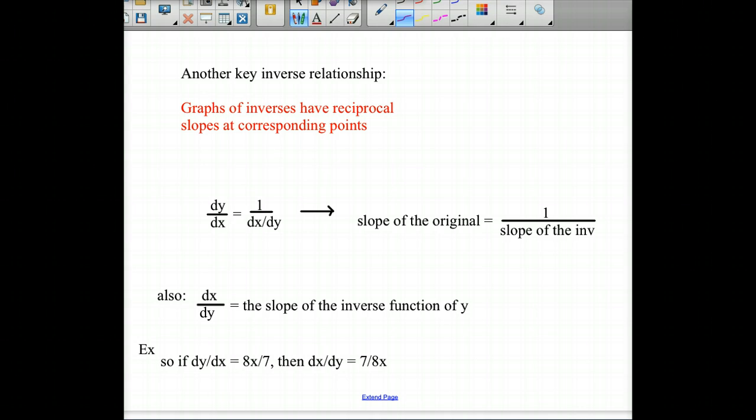Another key inverse relationship is that the graphs of inverses have reciprocal slopes at their corresponding points. So if the derivative dy/dx can be written as 1 over dx/dy, it's the reciprocal of this, it's 1 over the reciprocal. So the slope of the original equals 1 over the slope of the inverse. And this is a notation for the slope of the inverse function of y. You can write it like that. So if dy/dx equals 8x over 7, then dx/dy equals 7 over 8x. They're just reciprocals at their corresponding points.